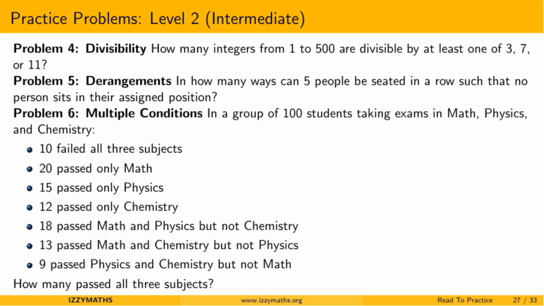In a group of 100 students taking exams in math, physics, and chemistry, 10 failed all 3 subjects, 20 passed only math, 15 passed only physics, 12 passed only chemistry, 18 passed math and physics but not chemistry, 13 passed math and chemistry but not physics, and 9 passed physics and chemistry but not math. How many passed all 3 subjects? This problem requires careful region analysis.